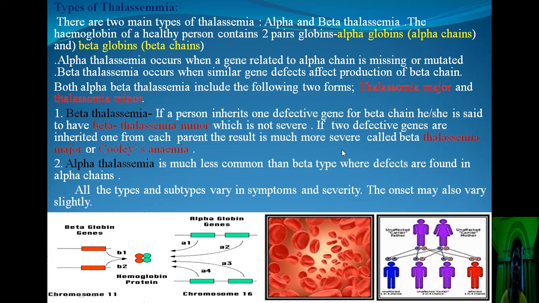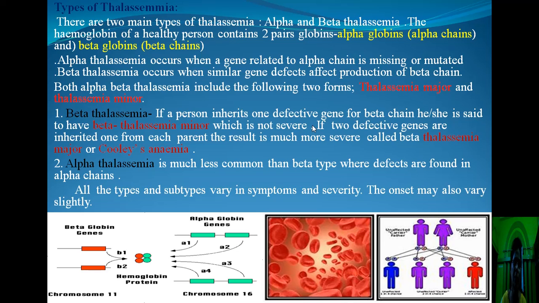There are two types of thalassemia. There are two main types of thalassemia, alpha thalassemia and beta thalassemia. The hemoglobin of a healthy person contains two pairs of globins: one pair of alpha globins containing alpha chains and one pair of beta globins containing beta chains. Alpha thalassemia occurs when a gene related to the alpha chain is missing or mutated. Beta thalassemia occurs when similar gene defects affect production of the beta chain. When the beta chains are not normally produced, beta thalassemia occurs.